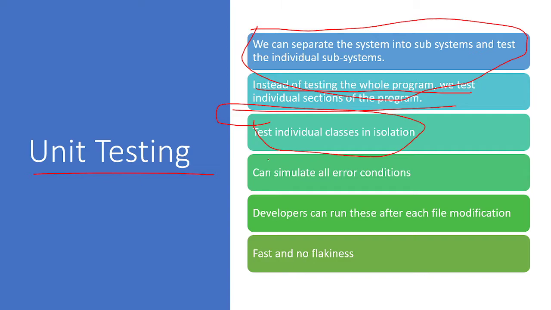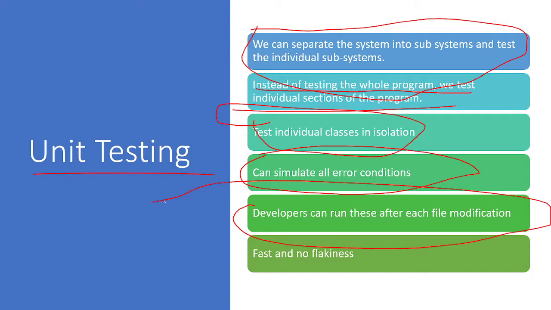It's almost as if you could separately test one thing without having to affect the whole system, which is the whole idea behind object oriented programming. You can simulate all error conditions, and developers can run these after each modification, and it's fast, no flakiness.